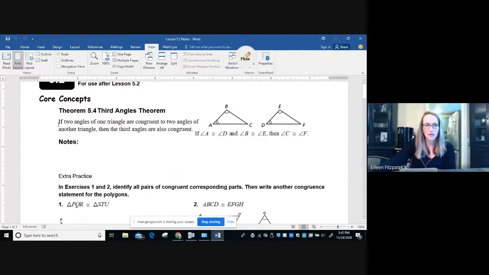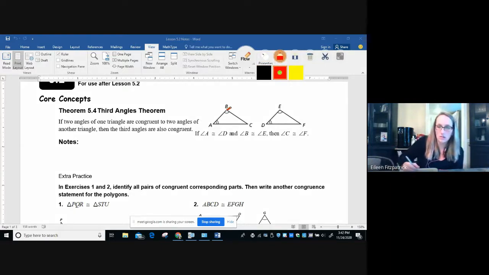It just says that if two angles of one triangle are congruent to two angles of another triangle, then the third angles are also congruent. So what that means is if you have two triangles, and angle B is congruent to angle E, and angle A is congruent to angle D, then angles C and F are going to have to be congruent to each other. And you can make up angle measurements to illustrate this to understand a little better.